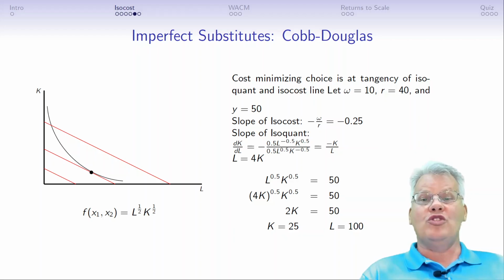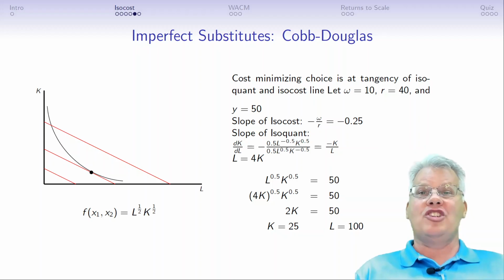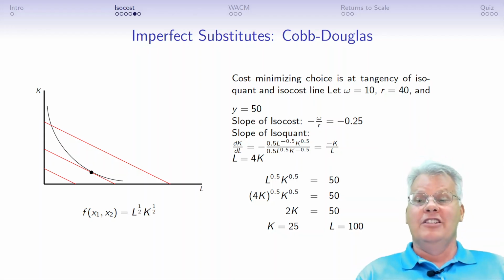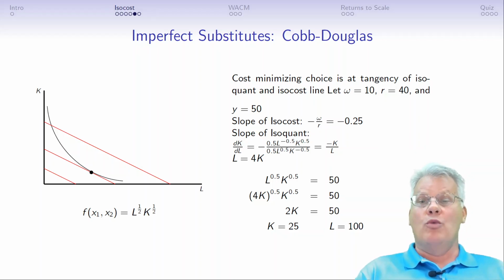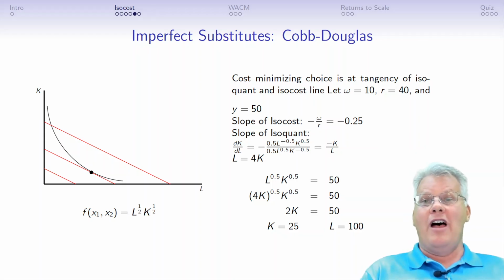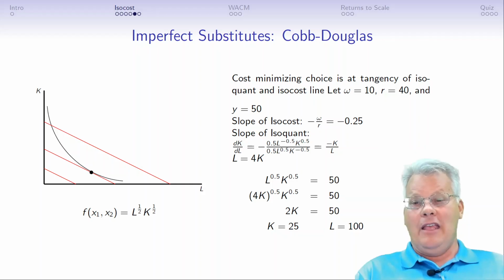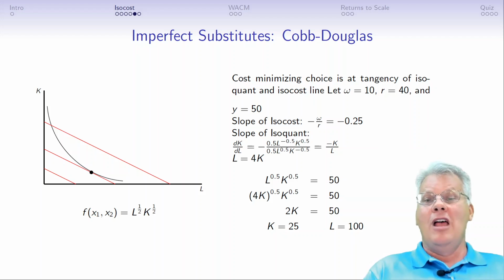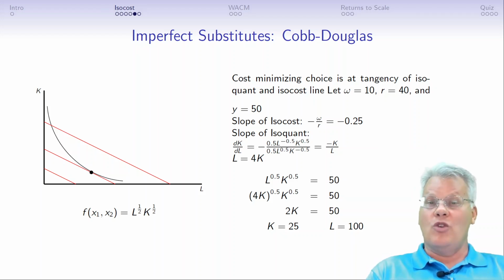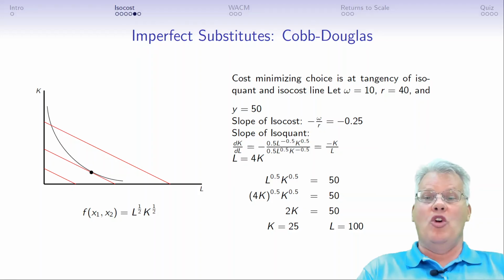Imperfect substitutes, we'll consider the Cobb-Douglas case. So a Cobb-Douglas production function is multiplicative. So here we are multiplying labor and capital. And you recall back in the theory of the consumer that if I want to find, in this case, the cost minimizing combination of capital and labor, I will set the slope of the isocost line equal to the slope of the isoquant.